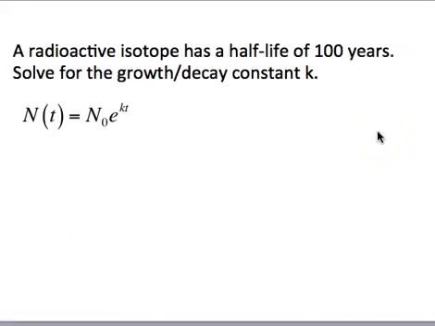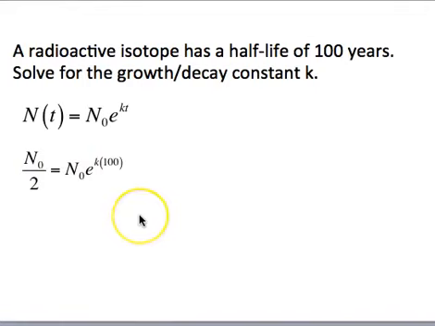So here we're using a problem with a radioactive isotope. And we're saying it has a half-life of 100 years. That means when 100 years passes, half is present. So we're going to solve for the growth decay constant. The amount of isotope should be decreasing, hence we're expecting it to be decay. We're expecting k to be a negative number. So we're starting with our initial amount, N sub 0, and then we're going to have half as much of it, N sub 0 divided by 2, when t equals 100 years.